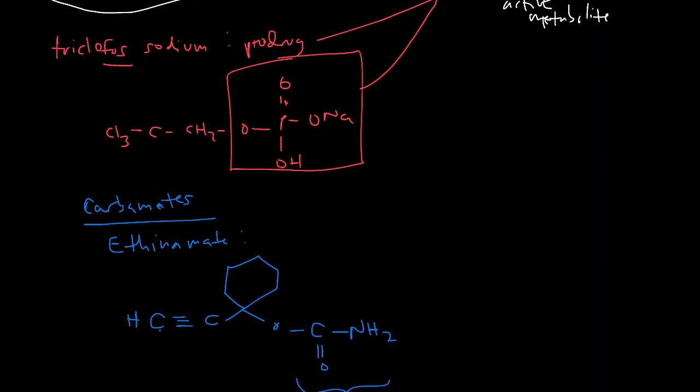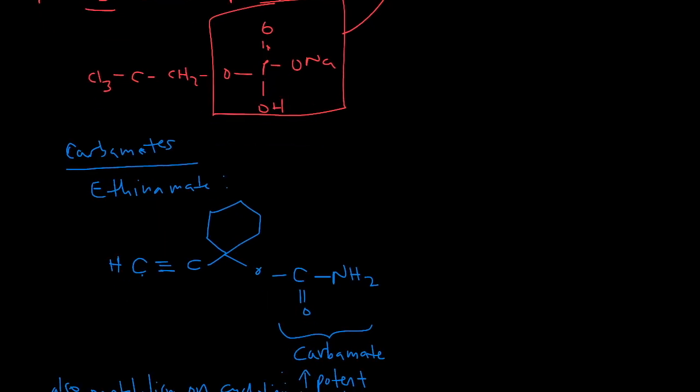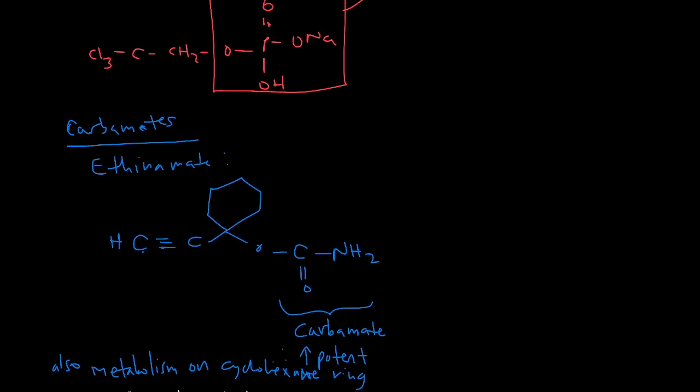Your carbamates are termed so because they have this carbamate group. Remember, substituting the hydrogen at the oxygen with a group like the carbamate group increases the potency. Special thing about this molecule, it can also be metabolized, along with its normal metabolism, which I'll show you later, on this cyclohexane ring by adding oxygens. You could add it here, here, here, even at any of the carbons on the cyclohexane ring, you can add hydroxyls. So carbamates are termed so because they have the carbamate group attached to the oxygen, which makes them more potent.